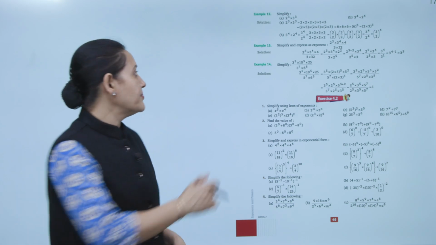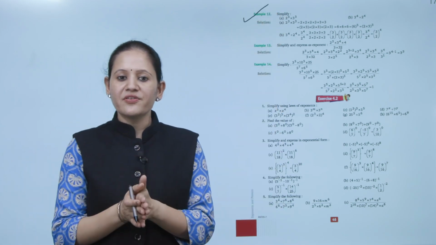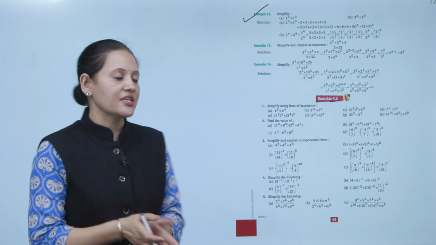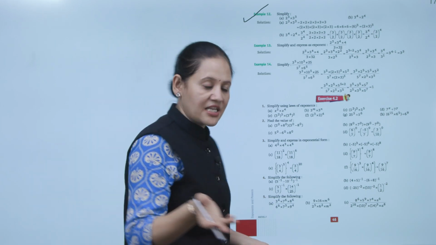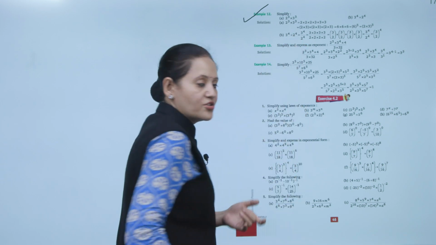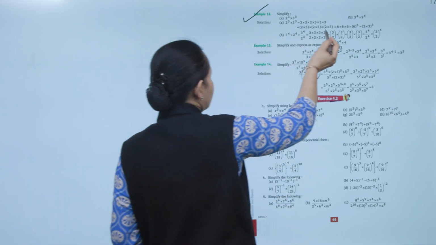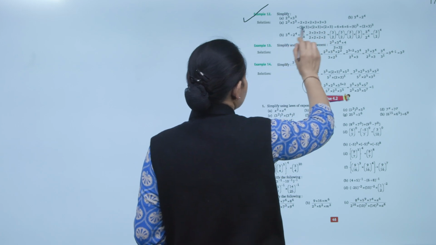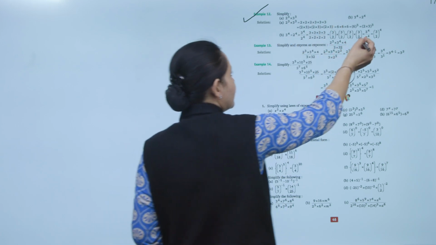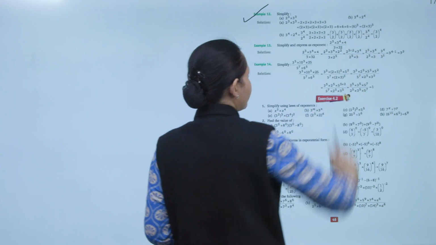Now we'll take an example. Simplify. 2 to the power 3 multiplied by 3 to the power 3. Bases are different but powers are the same. So what will we do? We'll find the product of 2 and 3, 2 into 3 and the whole power is 3. Clear? So that is equal to 6 to the power 3. Clear?